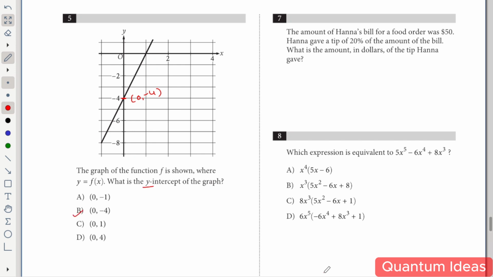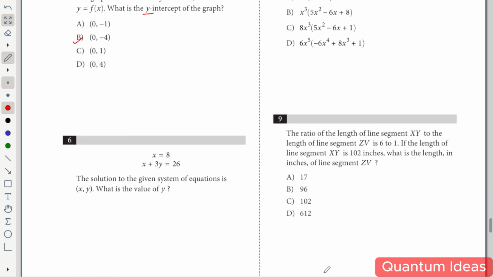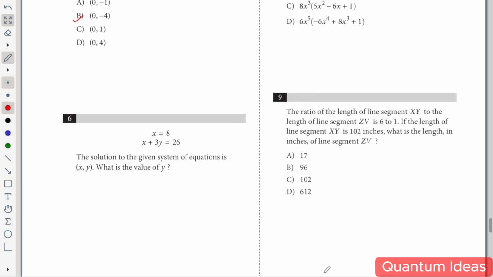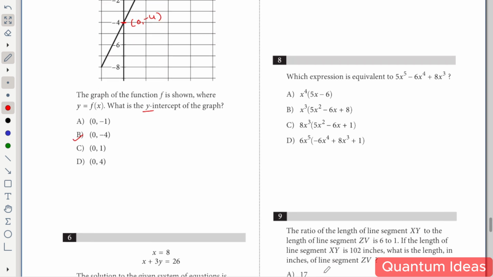So let's move to number 6. Okay, here you can see, x equals 8. So what is the value of y? Simple, right? So this is basically 3y equals 36 minus 8. y will be (36 minus 8) divided by 3. This will be around, see, this is 6. Okay, our answer is 6. So let's move to the next one.